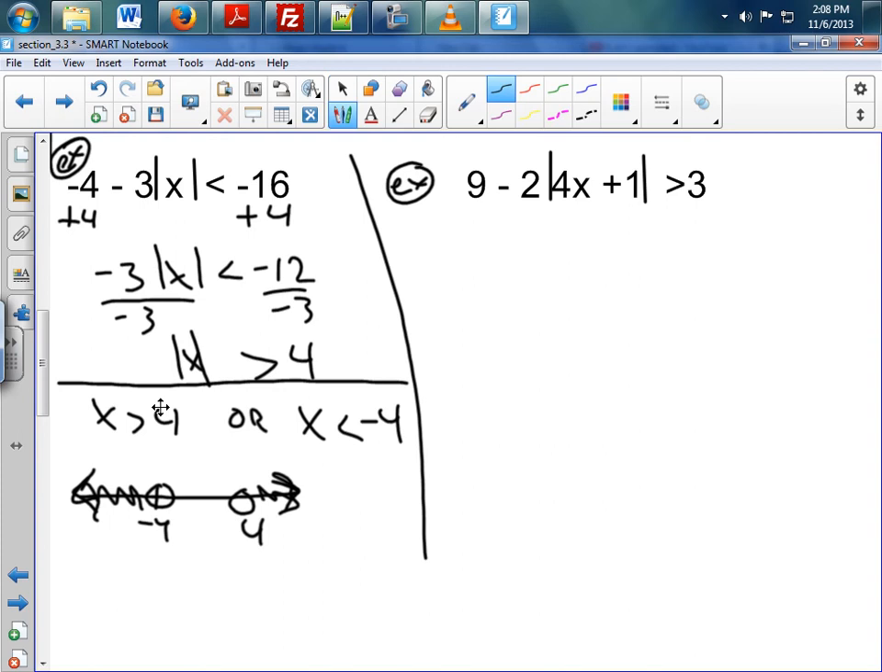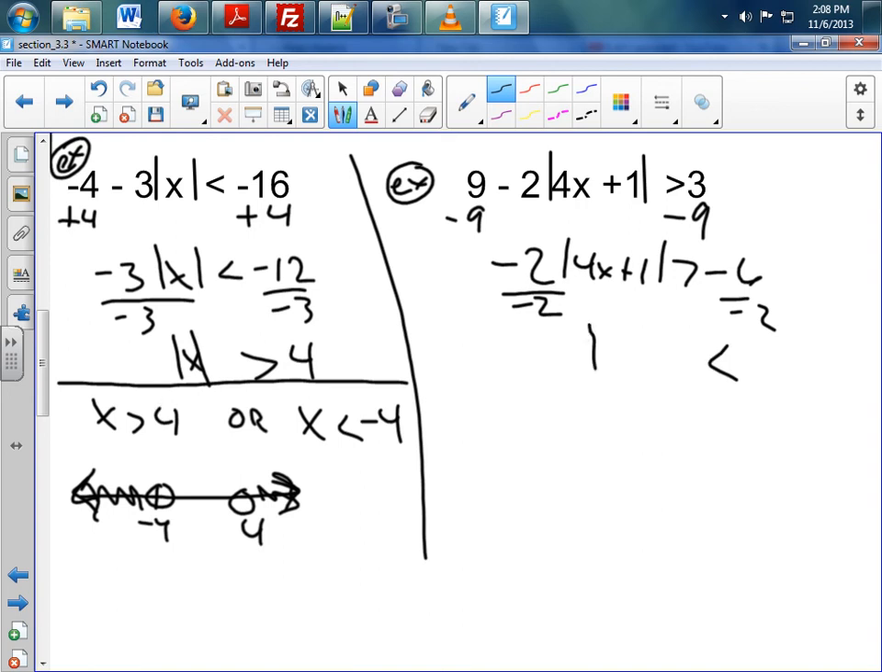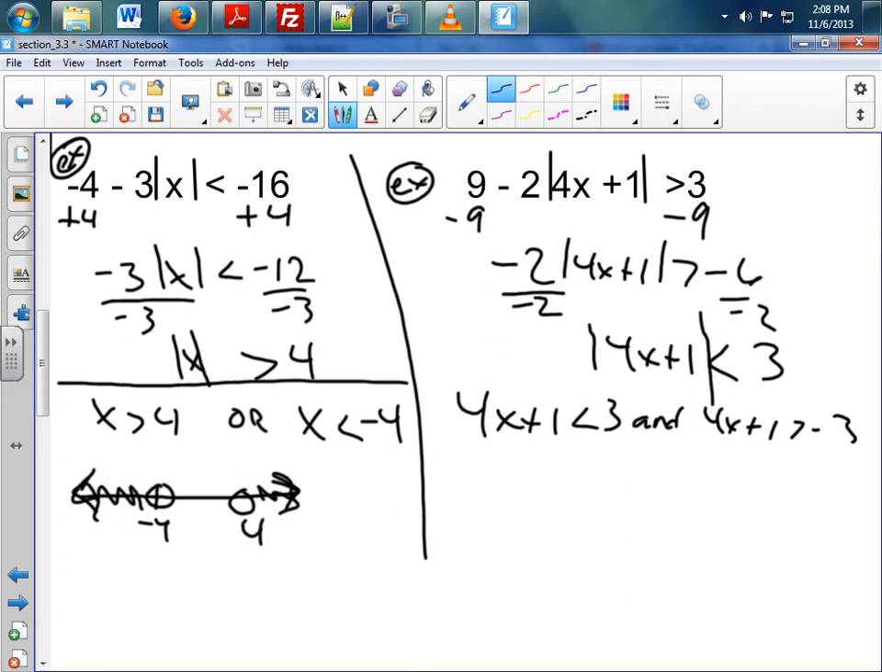Okay, this one I would minus 9 from. Minus 9, negative 2, 4x plus 1 is greater than negative 3. I'm going to divide by a negative 2, so I'm going to flip the sign. 4x plus 1 is less than 3, and 4x plus 1 is greater than or equal to negative 3. Minus 1, minus 1. 4x is less than 2. X is less than 1/2.